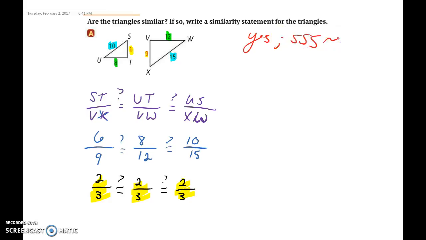And then the similarity statement would be, remember the first triangle, it doesn't matter how you write. So we'll just say UST. And it's similar to triangle. So I went from our largest and then our smallest. So I need to go through our largest and then our smallest. So it would be this way around our triangle. So it would be WXV.